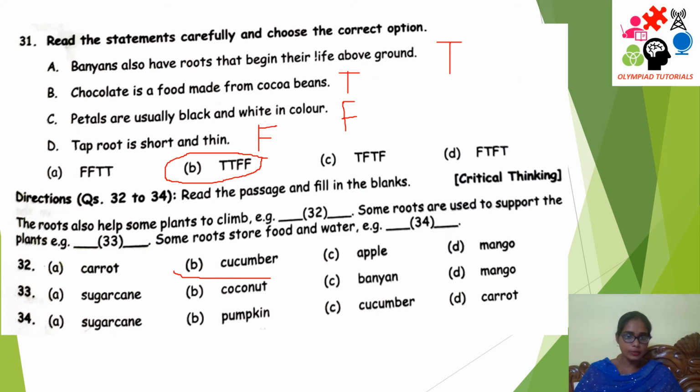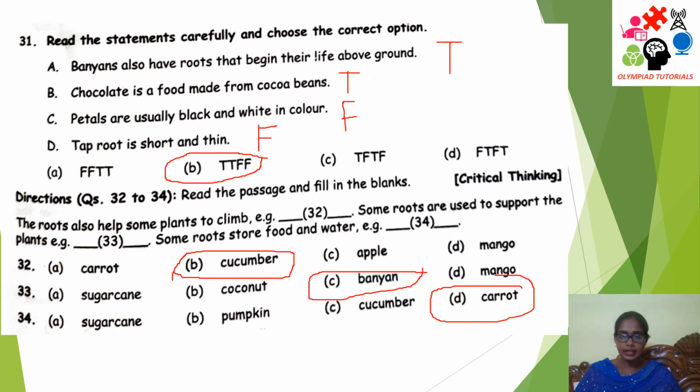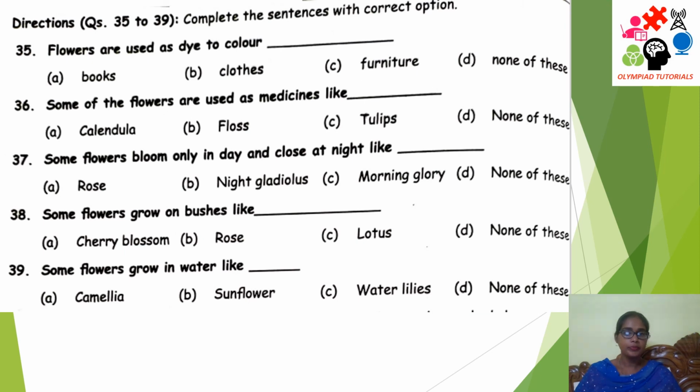The roots also help some plants to climb. That is creepers. Basically, cucumber is a type of creeper here. Next, number 33, you have option C. The roots are used to support the plants, banyan tree. Okay. Next, some roots store food and water. So which roots store food and water? Carrot. This is a root which stores food and water. So here your options are marked very carefully and very slowly. You have to read the questions properly and then try to solve them.